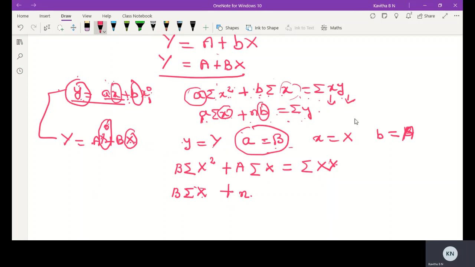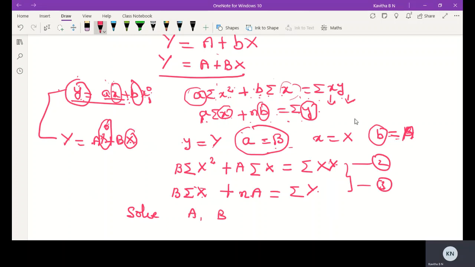Then in place of b, capital A is there. Write down capital A is equal to summation of small y, which is capital Y. Then solve these two equations, equation number 2 and equation number 3. Solve 2 and 3, and we will get the a and b values.